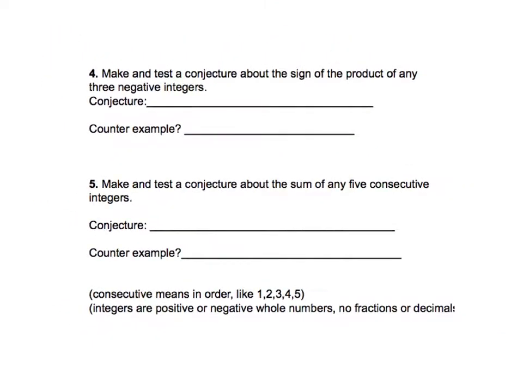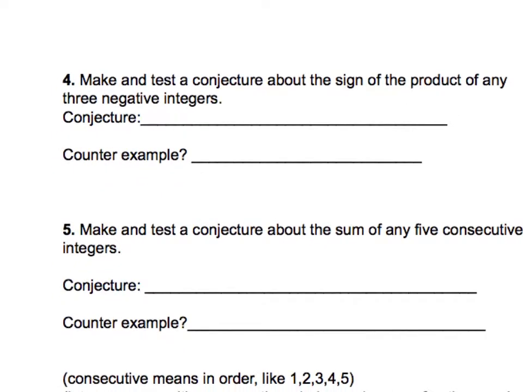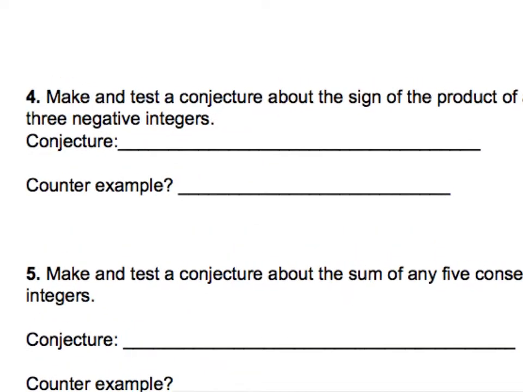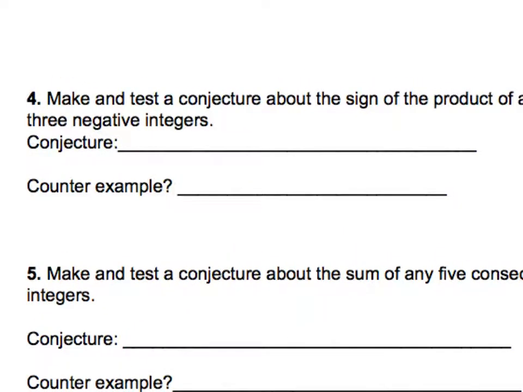Okay, so here, let's see. Make and test a conjecture about the sign of the product of any 3 negative numbers. If I multiply any 3 negative numbers, what would you assume is going to be true? Think about it and see what you can come up with for a conjecture. If I was going to conjecture anything from what I know about negative numbers and multiplication, I would say that I believe that if you multiply 3 negative integers, you will get a negative integer.